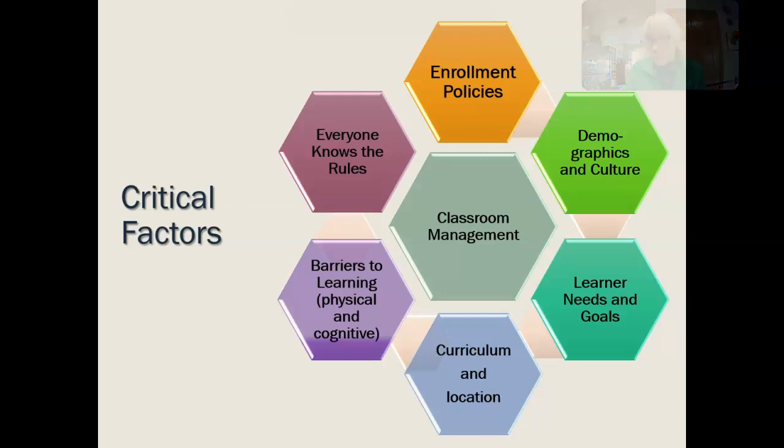Our classroom management is what really is in our control. And these critical factors affect our classroom management: the enrollment policies of the program, the demographics and culture of the students in our classes, their own needs and goals, our curriculum and where the program might be located. There could be physical barriers to learning, like poor eyesight. There could be somebody in a wheelchair. And everyone knowing and understanding the classroom rules. These are some critical factors to your classroom management.